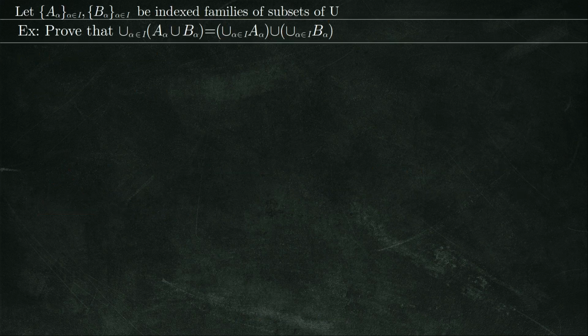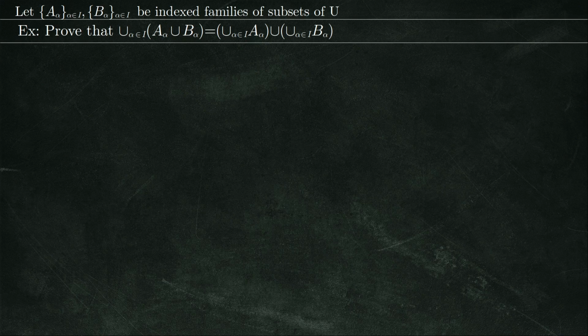Okay, we're now going to look at proving some rules that at first glance might seem quite trivial, but the proof of them is actually quite tricky. So we want to prove that if you union A and B, and then take the union of all of those, it's equal to unioning all of the A's, unioning all of the B's, and then taking the union of that.